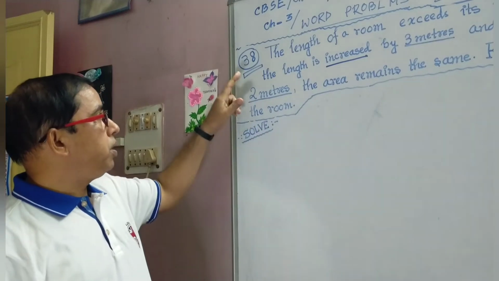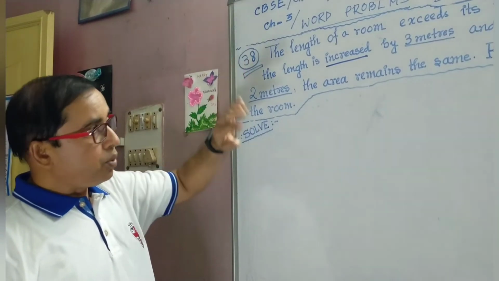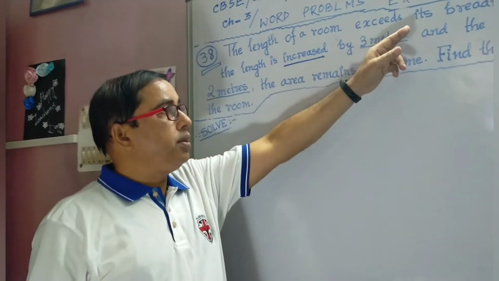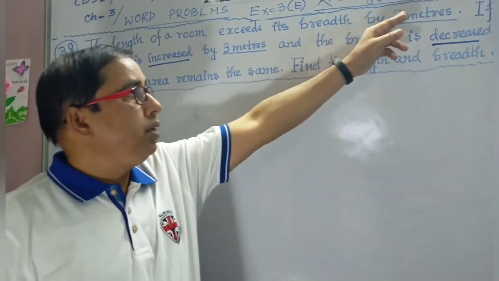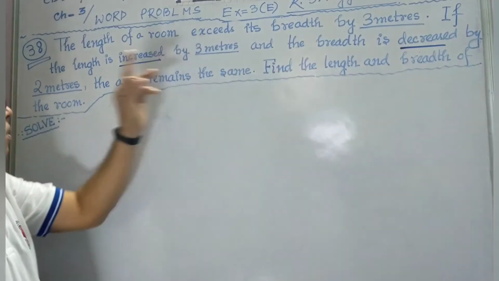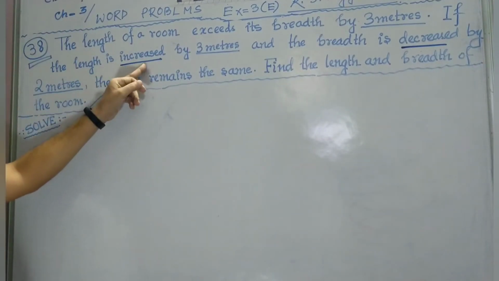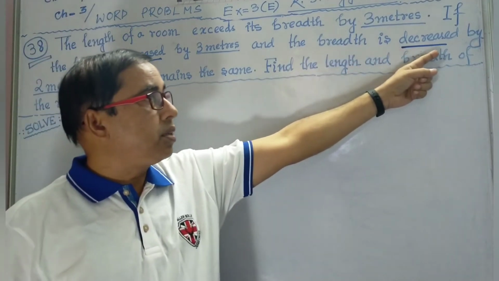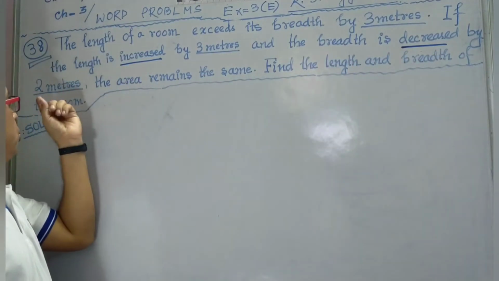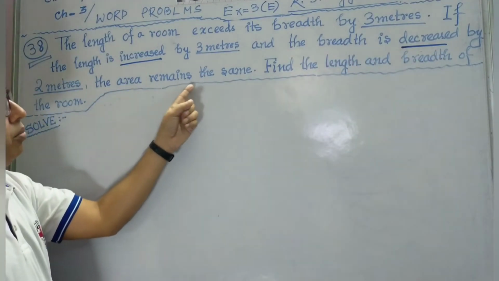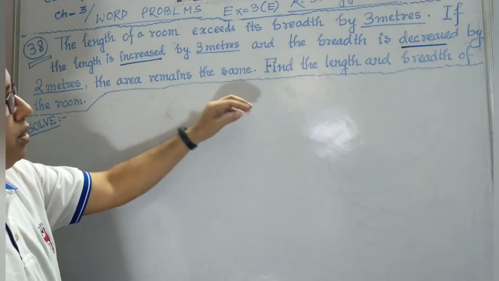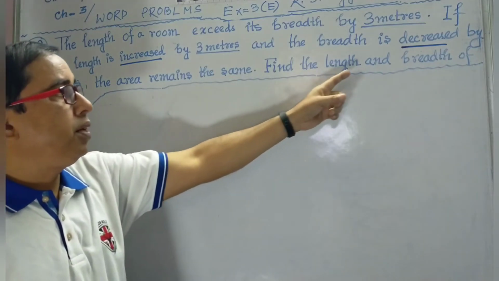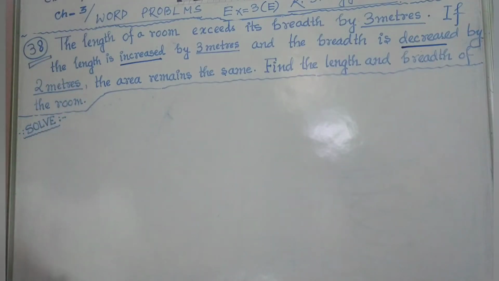Now what is problem number 38? The problem is: the length of a room exceeds its breadth by 3 meters. If the length is increased by 3 meters and the breadth is decreased by 2 meters, the area remains the same. That is, the new area will be the same as the previous area. Find the length and breadth of the room.